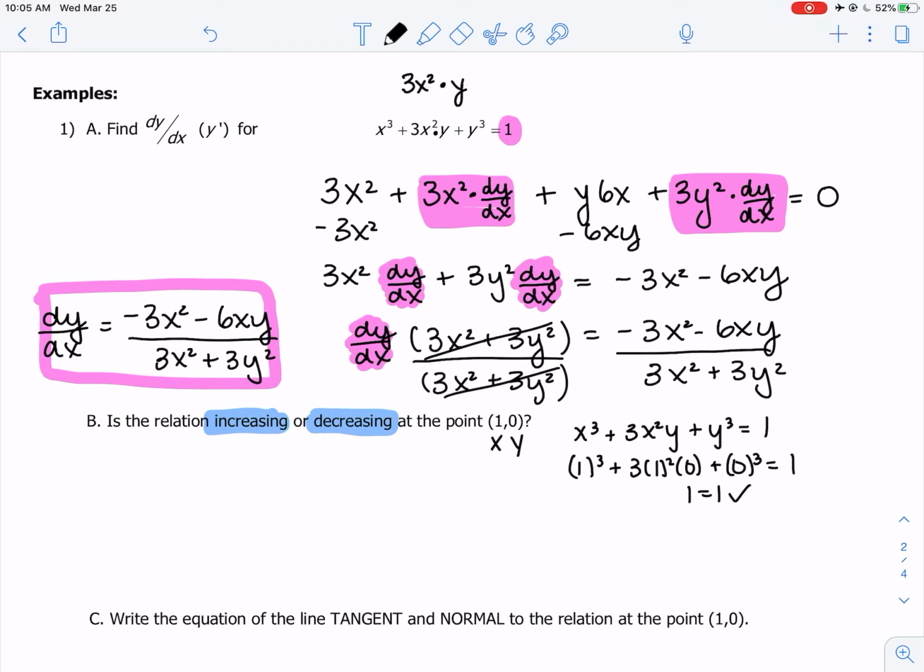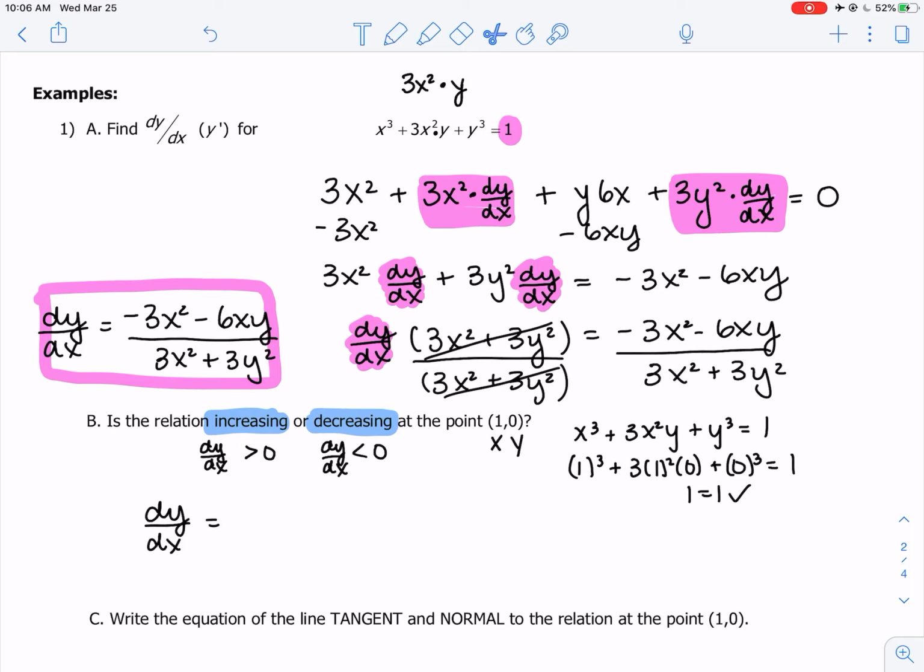If you want to know if the relation is increasing or decreasing, remember that this means that you're going to be looking for your derivative to be positive or for your derivative to be negative. Now, that was terrible notation. I shouldn't have written f here. We should have written dy dx because that is our derivative in this case. So all we got to do is take our derivative, dy dx, and we're going to have to find the derivative at that point.